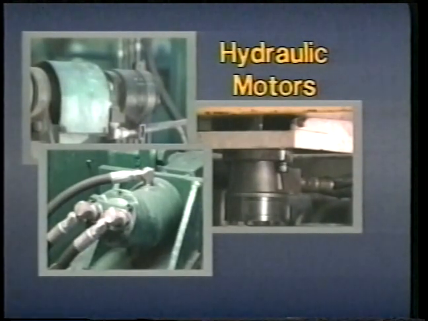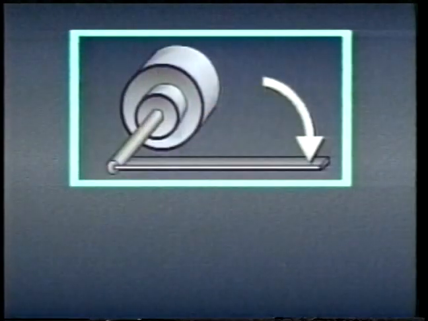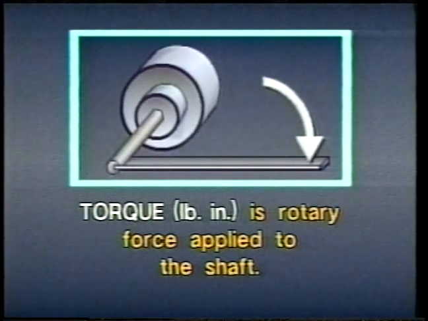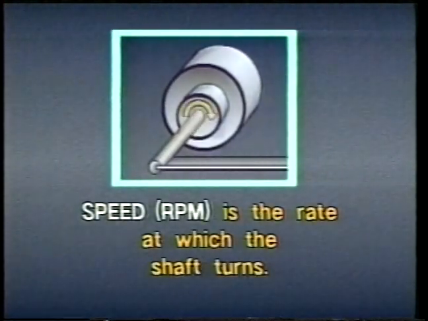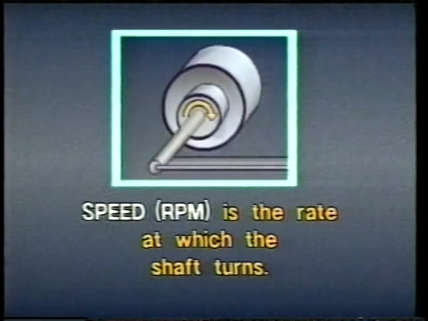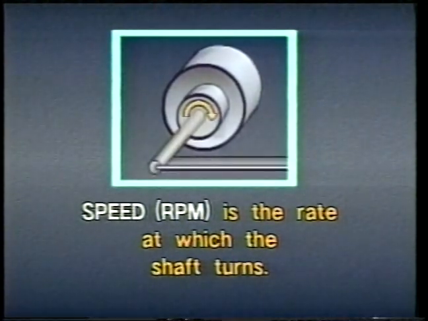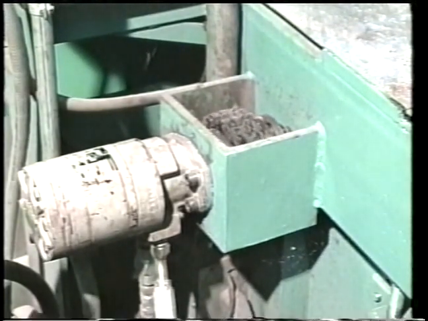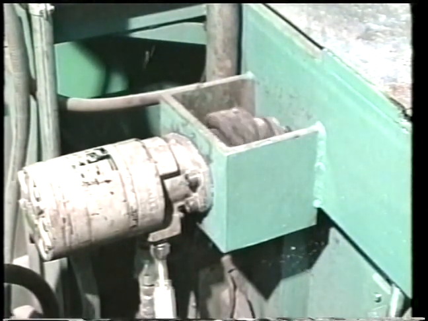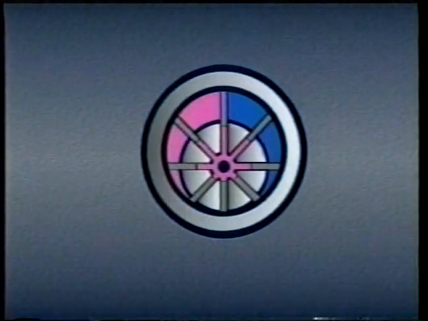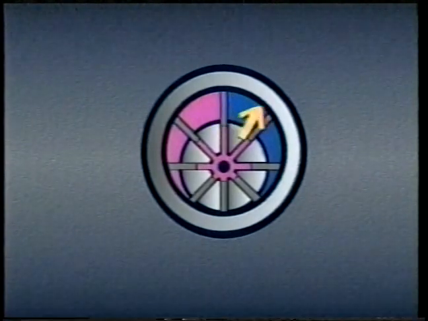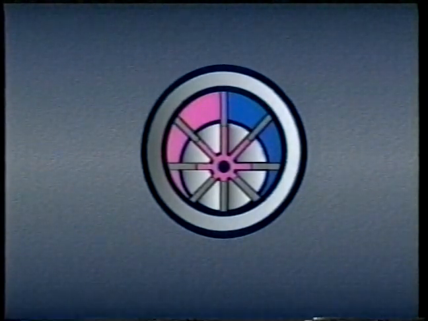When operating any motor, two main factors must be considered: torque and speed. Torque is the rotary force applied to the shaft, usually expressed in pound inches. Speed is the rate at which the shaft turns, usually expressed in revolutions per minute. Let's look at a vane motor to see how pressure and flow in a hydraulic system affect the motor's torque and speed. Like the vane pump, the vane motor has a rotating group with vanes that ride along an offset cam ring. Fluid moves in and out of the motor through port plates.